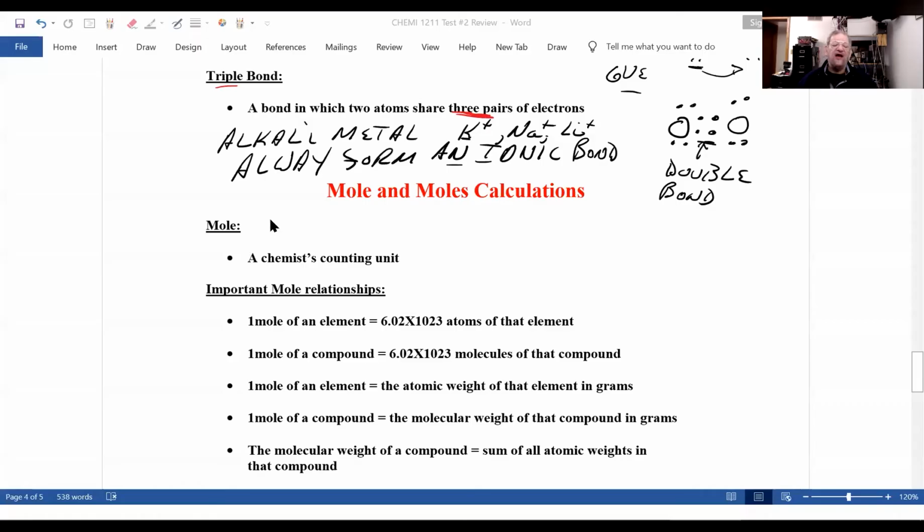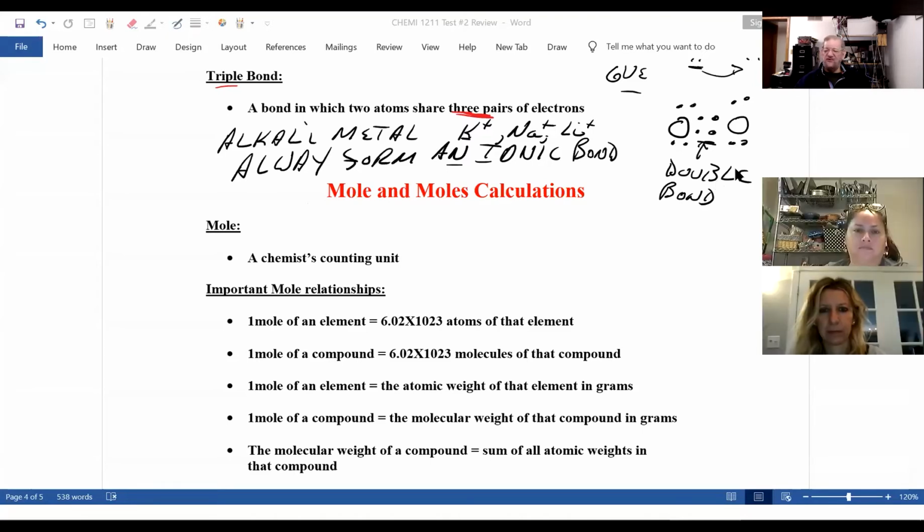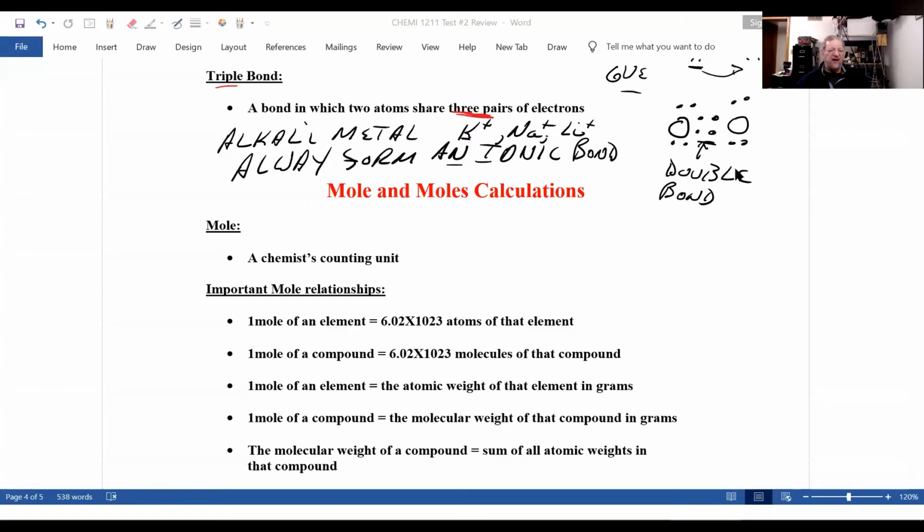All right, next thing we talked about were moles and mole calculations. And let me ask everybody, can you see that on your screen now? Thank you. All right, you should know what is a mole. A mole is a chemist counting unit. Just like you go to a supermarket, you get a dozen eggs. Well, chemists use mole.